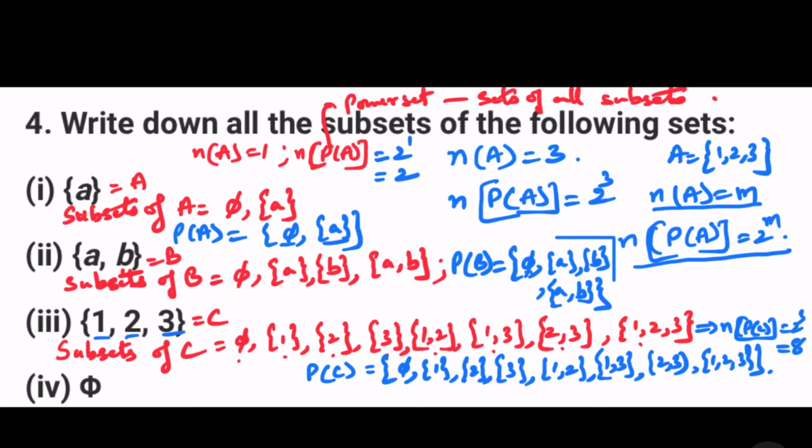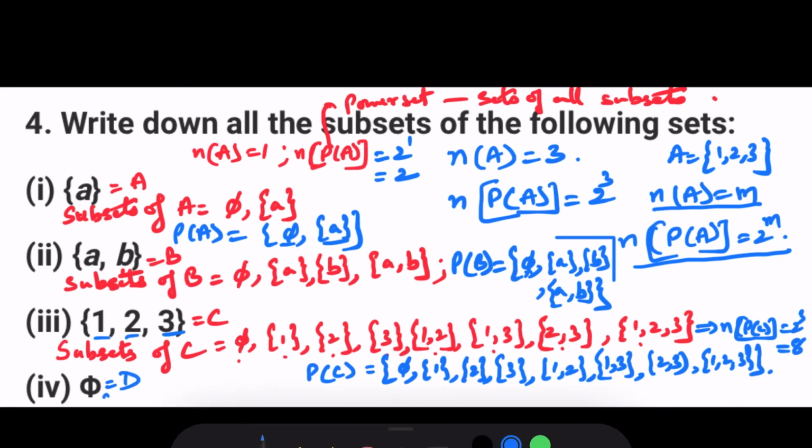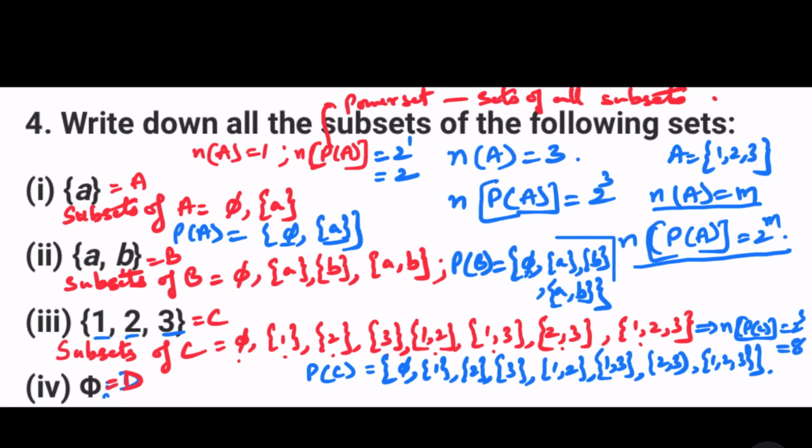Now going into the last one, phi. You know that phi is a subset of itself. So therefore here you are having only one subset. If you take this as D, subset of D is phi itself. So number of elements in the power set of D is equal to 2 to the power of 0, because phi doesn't have any element. The power set consists of only 1, that is nothing but phi. Phi within braces we are writing. Got it? So now we'll go into the next question.